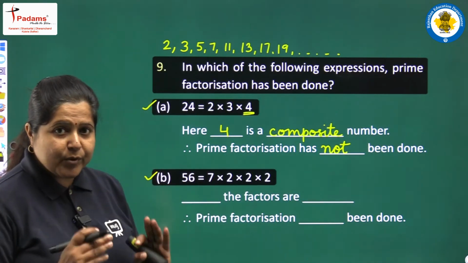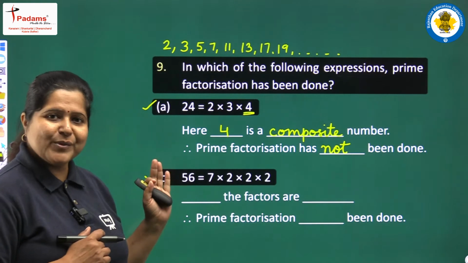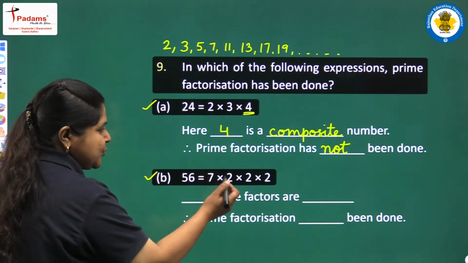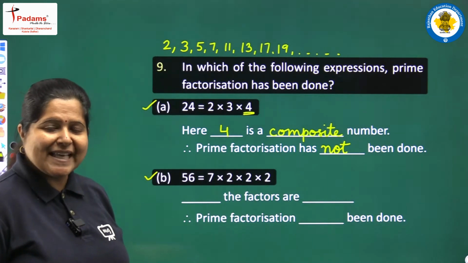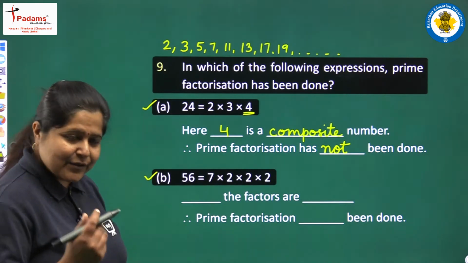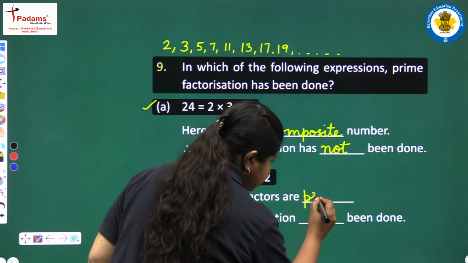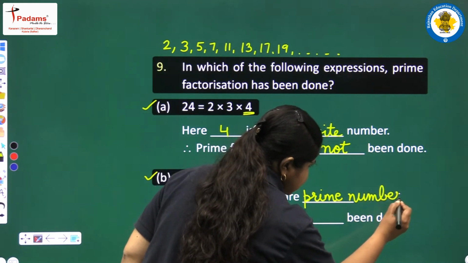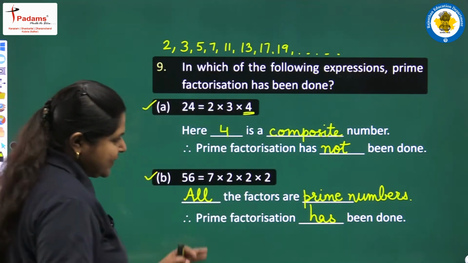Since here 4 is composite, it is not prime, so we cannot say that this is the prime factorization of 24. Okay? We take up the second question. 56 equal to 7 into 2 into 2 into 2. Here all the numbers, all these factors are prime numbers, and so here we can say that it is the prime factorization of 56. So what we write here is all the factors are prime, or all the factors are prime numbers. So prime factorization has been done here in this case.